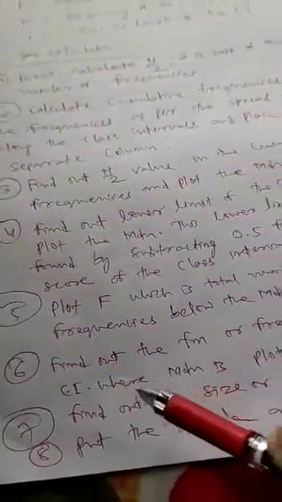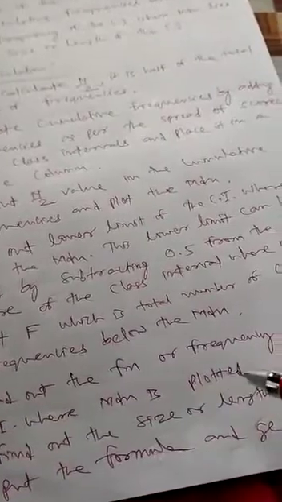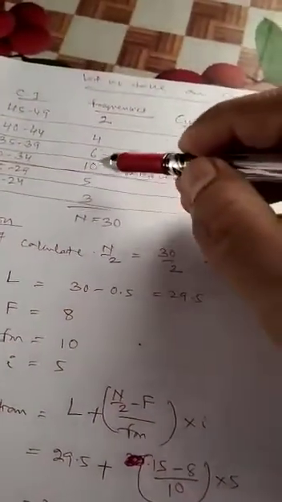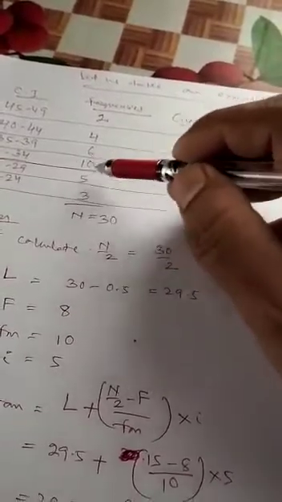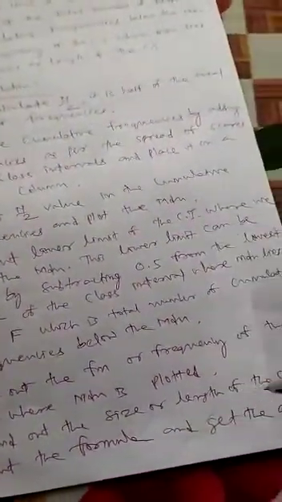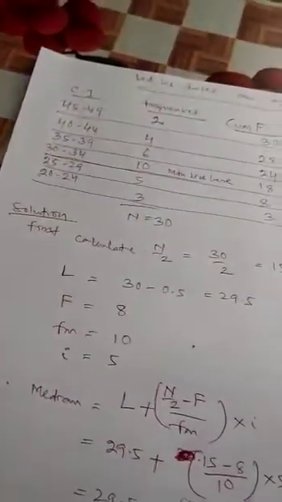Then we have to find out the fm, or the frequency of the class interval where the median is plotted. So where the median is plotted, median जहाँ में है उसका frequency, exactly here is the median, therefore this frequency will be our fm. Then we have to find out the size or length of the class interval, which is 5. How do we know? Here 20 to 24, it can be 5, it can be 10, it can be 3.